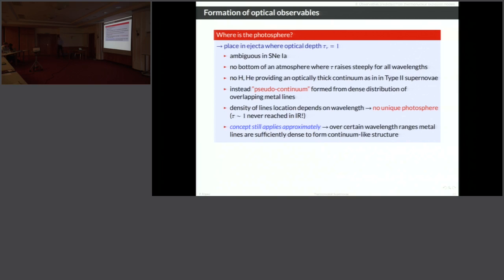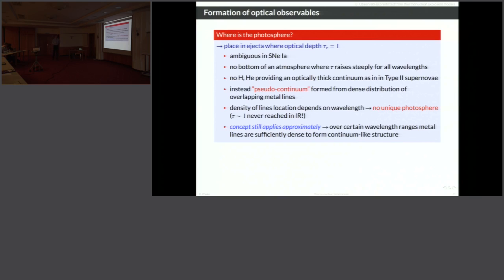So what one has instead in type Ia supernovae is what people call a pseudo continuum, and this is just formed from a very dense distribution of overlapping metal lines. The density of these lines and the location depends on wavelength. Therefore, it is impossible in type Ia supernovae to ascribe a unique photosphere. This is wavelength dependent. For instance, an optical depth of 1 is never reached in the infrared. However, still, approximately the concept of the photosphere applies to at least the early formation of the observables.